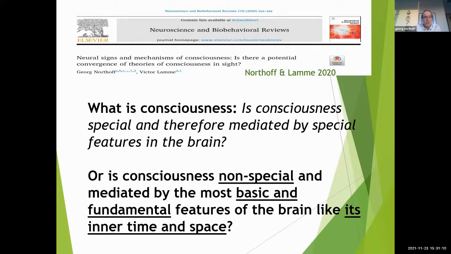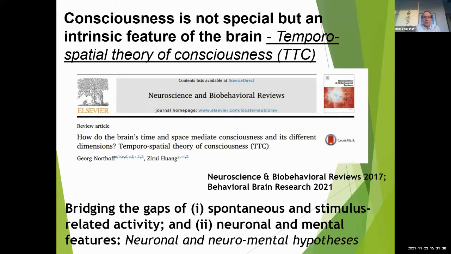However, we assume the opposite. We assume that maybe consciousness does not require a special neuronal mechanism, rather the opposite. It requires the most basic neuronal mechanisms which are operating across consciousness and unconsciousness. Then it's just a matter of degree of that mechanism. And that, of course, we assume the brain's inner time and space to be key. So this is what we formulated in what we called temporal spatial theory of consciousness. Came out 2017. We have another update of that theory in a paper which is in revision in Behavioural Brain Research.